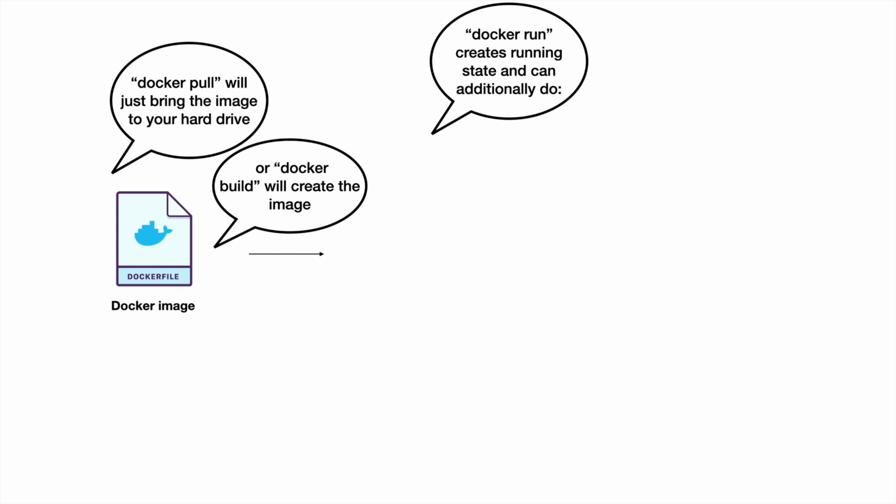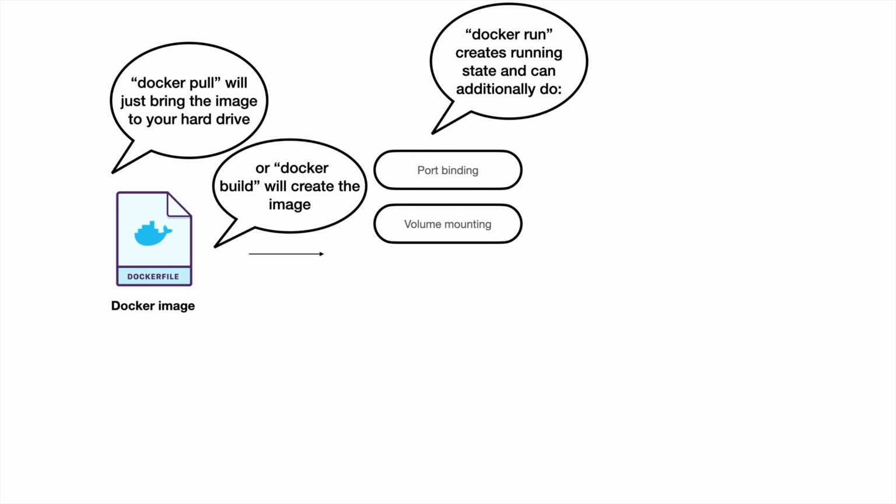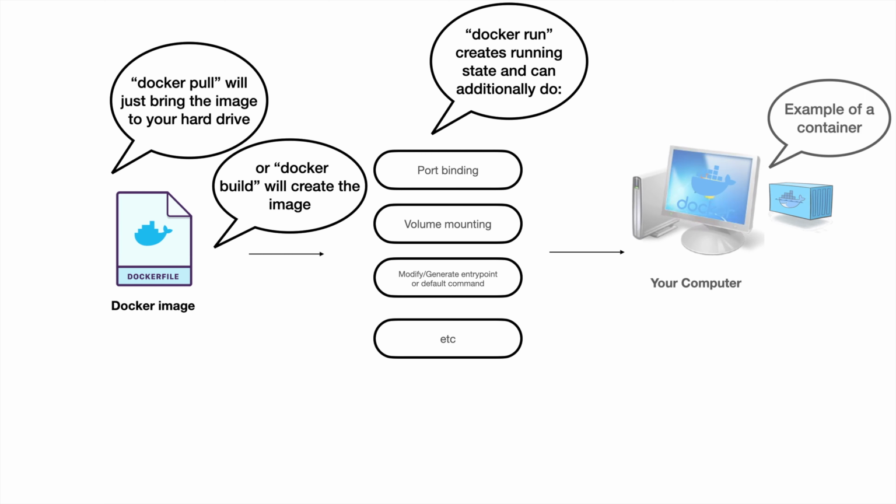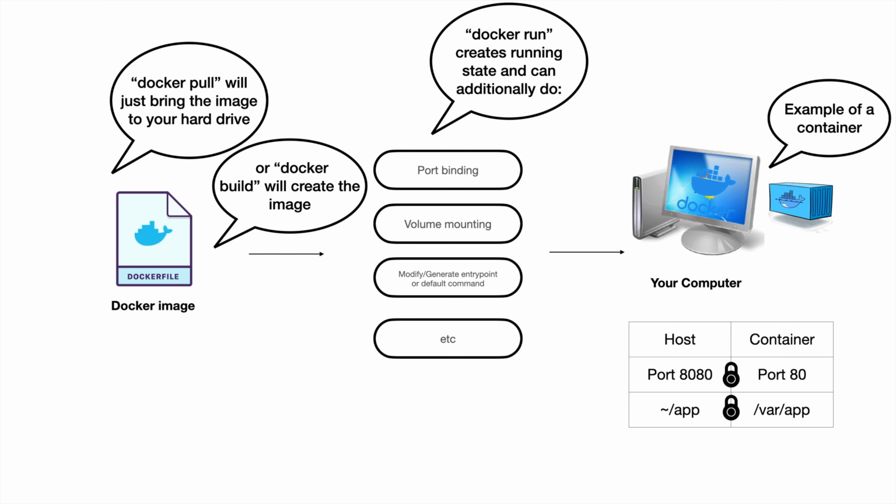In that process, you can say to Docker how your container should be configured. You can give it a name, bind a port, mount a volume. You can define and override the default command known as entry point and so on. As a result, you will have a running container. For example, you can configure that what comes to localhost 8080 goes to container's port 80. Or you can share a directory between your host and the container. And whatever changes you make in that directory, it will be visible on both sides.